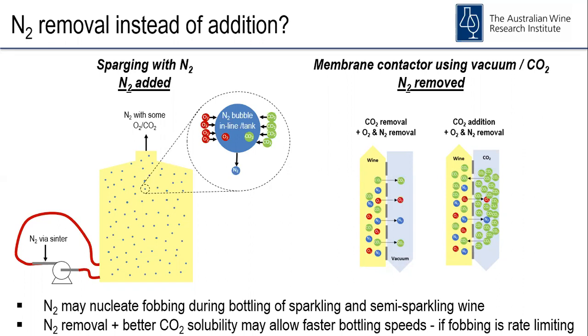There are two aspects that might contribute to less foaming if you're using one of these membrane contactors. There's the nitrogen removal, but there's also better carbon dioxide solubilization since it's introduced dissolved instead of via bubbles. I don't know the relative contributions of each, or have any independent data to prove how much difference it makes, so it's something you'd have to test out for yourself.